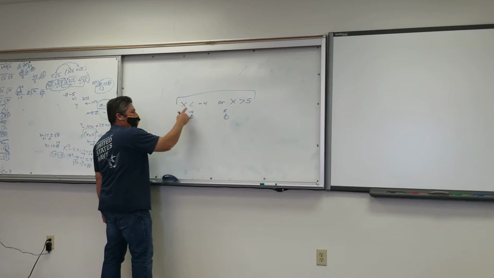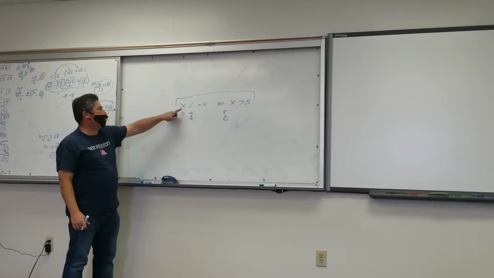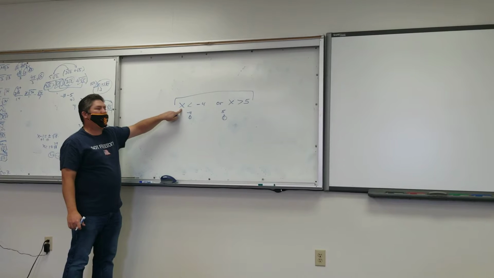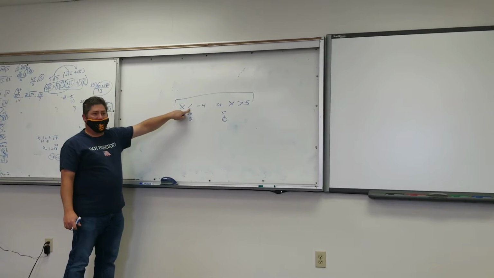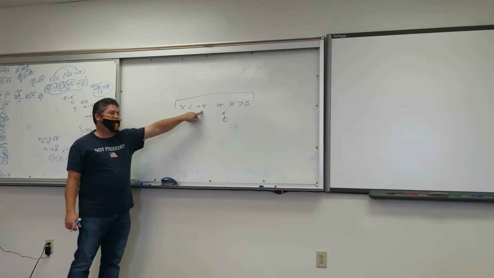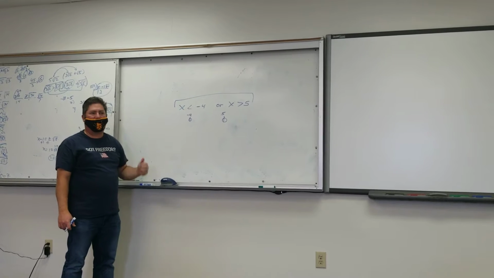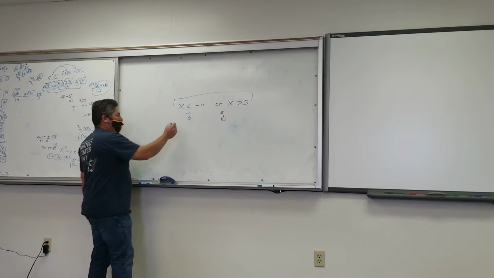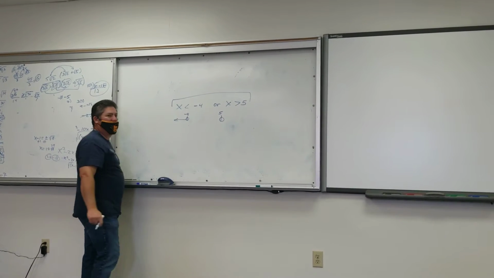Kaylee, where should this one go from there? Read from the x. What is x? X is less than negative 4. So which numbers are less than negative 4? Left or right? More negatives. More negative. Yep, we're going to go that way.